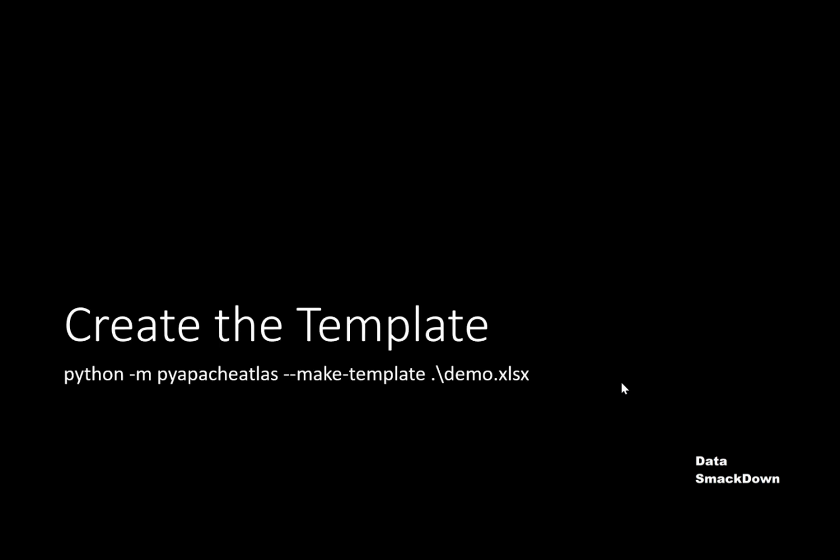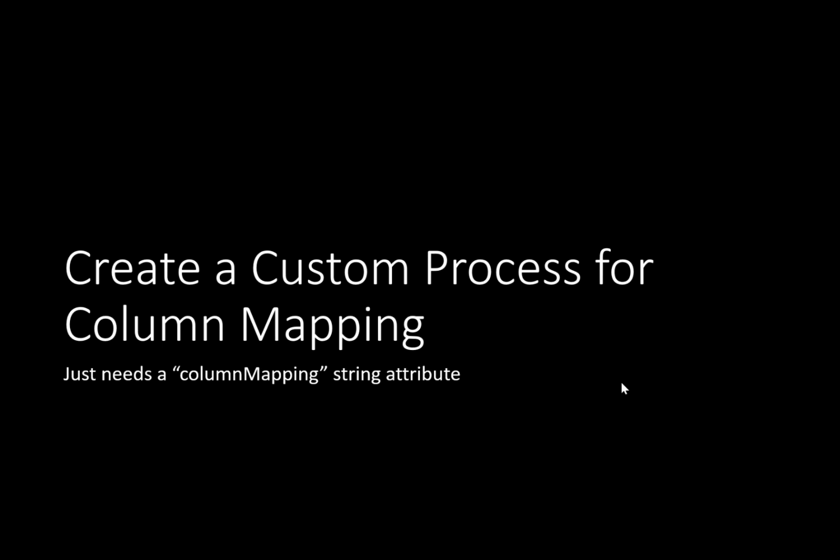Again, assuming that you are an advanced user, I'm going to skip ahead. If you need to create the template, you just run this command, python -m PyApacheAtlas --make-template, and then give a path to the template name. Now that we have a template, we can create a custom process type for column mapping.